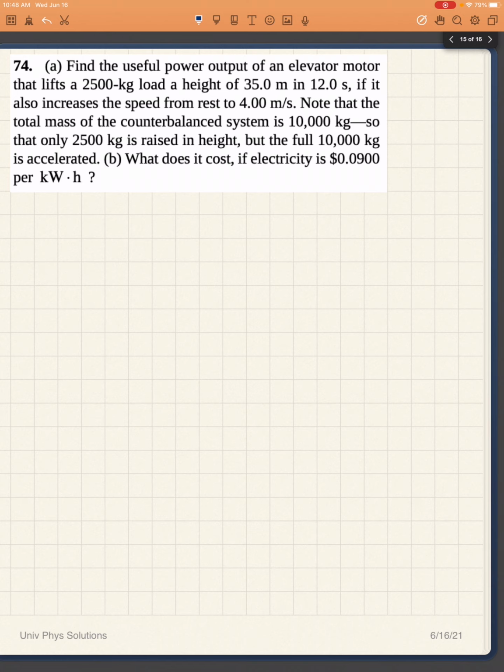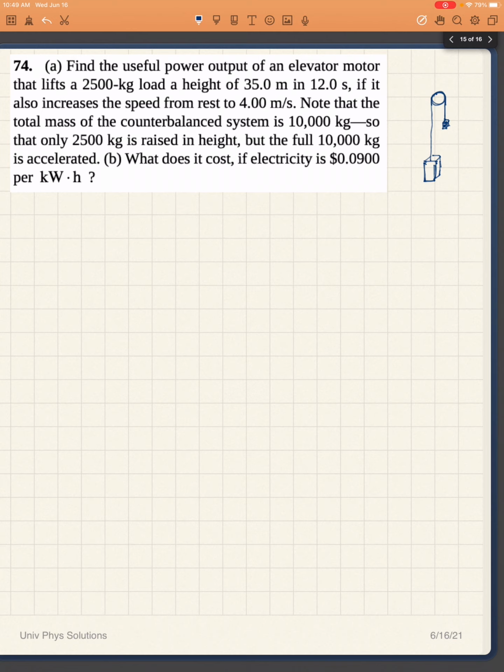So the system probably looks something like this. You would have a motor that lifts an elevator, and at the same time that it lifts the elevator, it lowers or raises some heavy item here. That's the counterbalance.